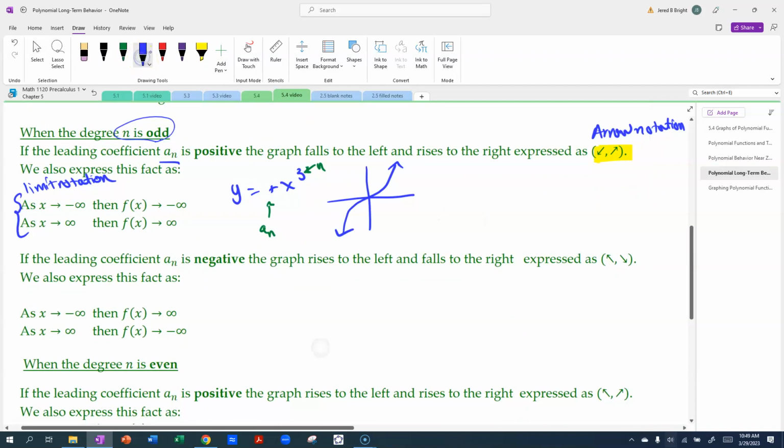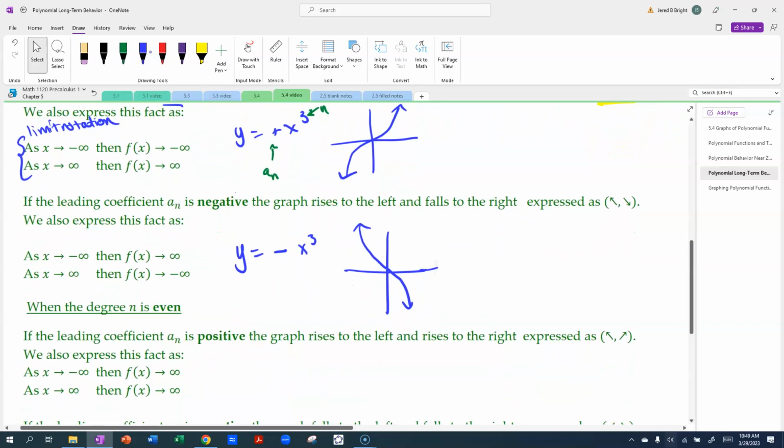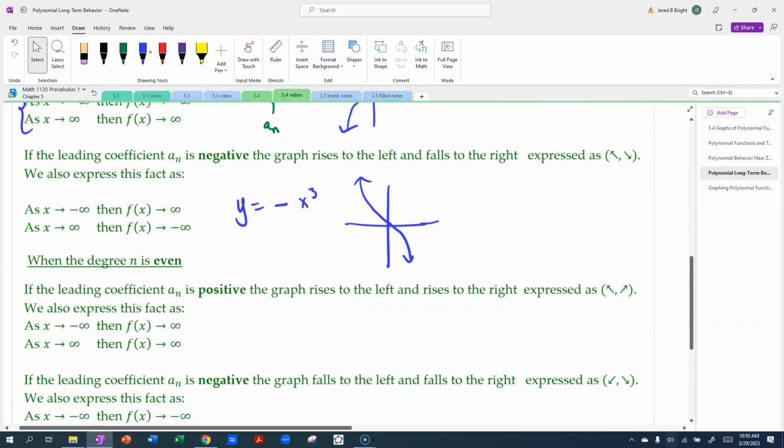Next case is if we have a_n as negative, so just negative x cubed. Mental picture of this, so this would be a vertical reflection of the cubic function. Something like that. And so as we go to the left, it's rising, and as we go to the right, it is falling. And again, arrow notation, limit notation, we need to be fluent in both. Now we're going to switch gears and talk about even. Our base example is something like a parabola, x squared, the degree is 2, even.